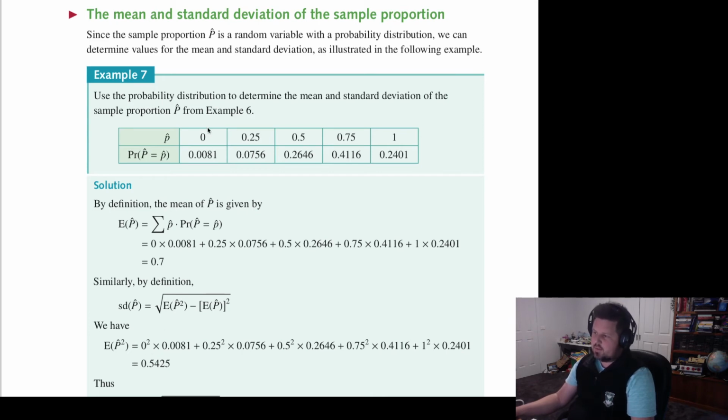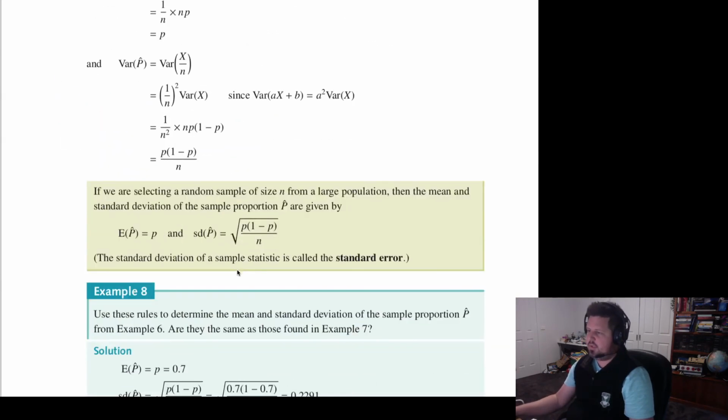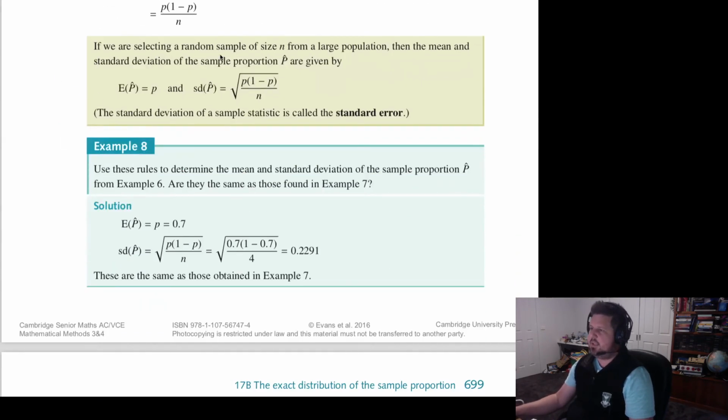So again, squaring each of these values, 0 squared multiplied by its probability, and summing them together, we get 0.5425. So we've got the expected value of p hat squared, which is this part here. To work out this part, it's the 0.7 squared. So plug these in and we get 0.2291. Perfect.